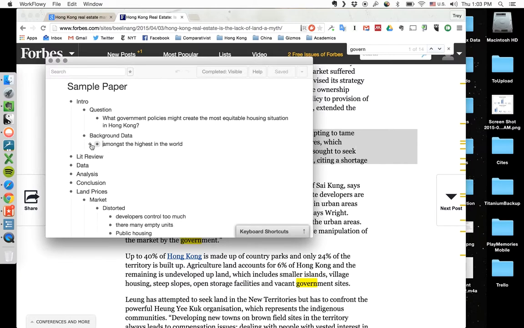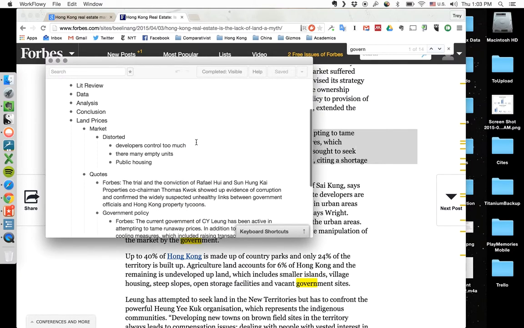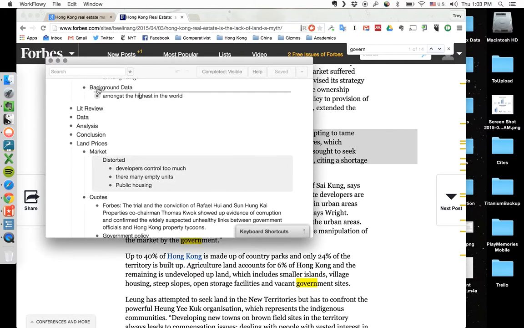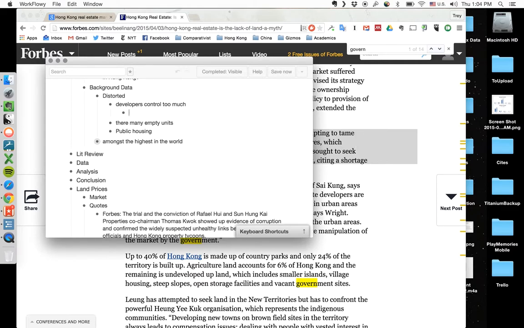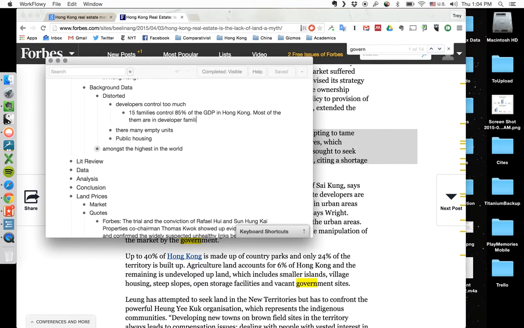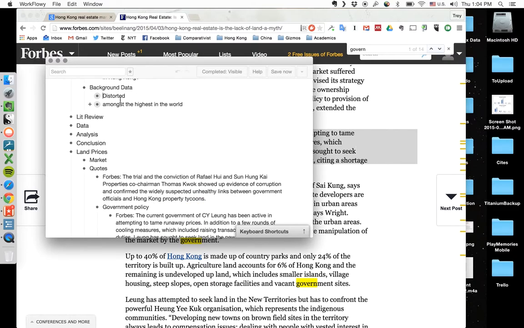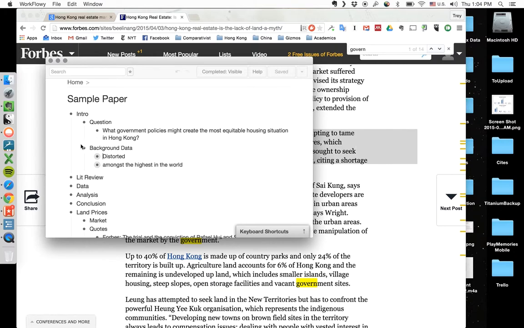So it's amongst the highest in the world. Talk about the basic distortions. Here's a key fact I saw in The Economist: 15 families control 85% of the GDP in Hong Kong. So we're not totally finished, right? But that's the question and some background data.